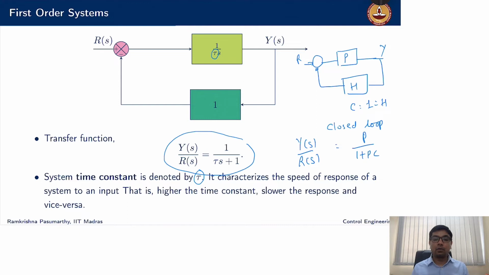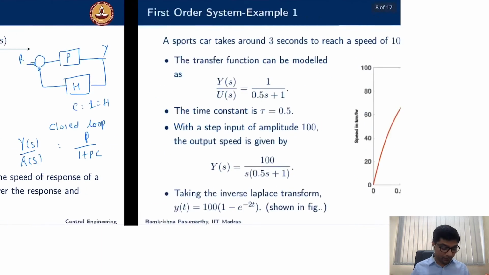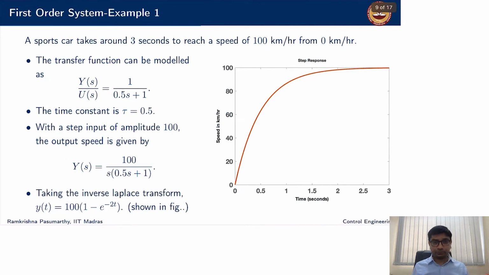This number tau determines how fast or how slow my system responds to an input. We'll see this mathematically. That is, the higher the time constant, the slower the response, and vice versa. Okay, let's see the math of how we justify this. So let's take a couple of cases here.